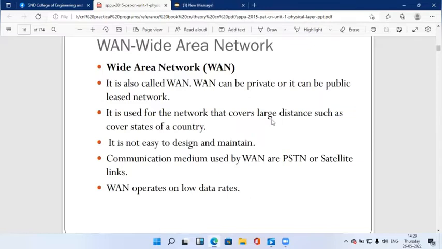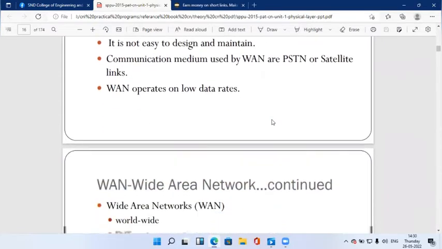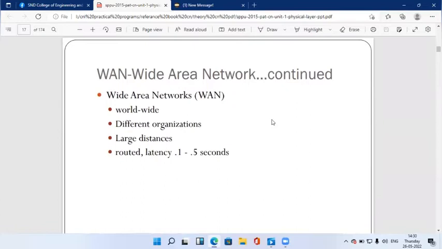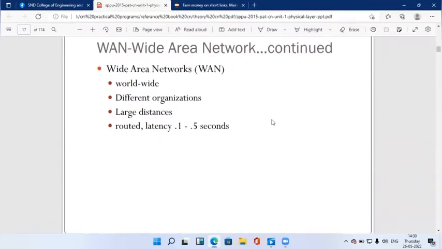So expert persons are hired to find the difficulties or provide the services for your wide area network. So communication medium used by WAN are PSTN or satellite links. Okay, so after that, WAN operates on low data rates. Actually the LAN operates on higher data rates, WAN operates on low data rates. Okay, so after that, next point is wide area network covers worldwide. Okay, so different organizations use the WAN networks. It covers the large distance.